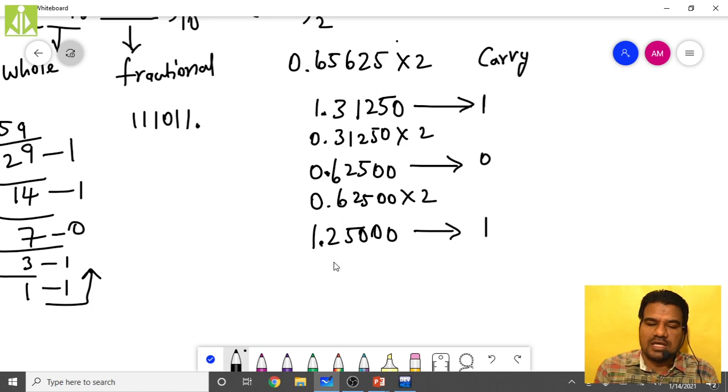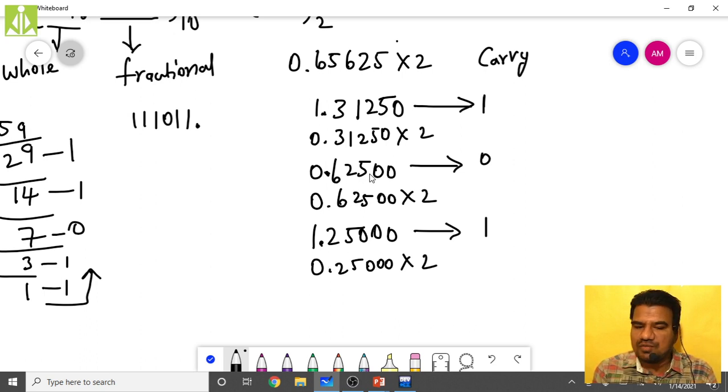Then after taking the carry out, the number becomes 0.2530, like this. Again you multiply with 2. See, like this you have to do until you get all zeros, or the same number is repeating. So here we got 625, right? Here we got 625. Again, after performing the multiplication, if at some point you get 0.625 again, there only you have to stop. Two cases: either all digits become 0, or the number gets repeated. If the number gets repeated, at that point also you have to stop.